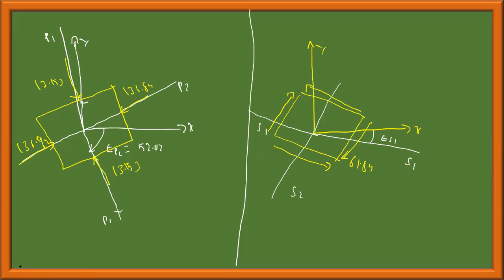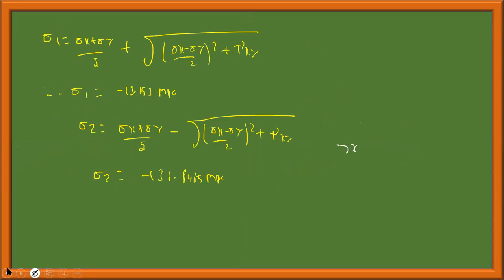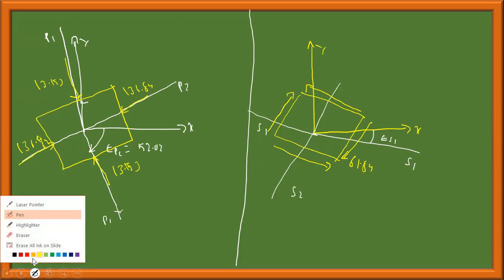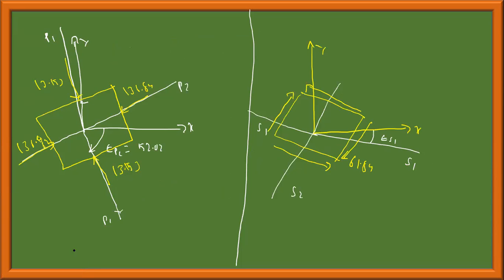Next, sigma average we should write, and these planes are also accompanied with the average stress. Average stress is of magnitude sigma average minus 75 MPa. This is compressive, minus, 75 MPa. You should have it properly. Okay, solve both these problems.